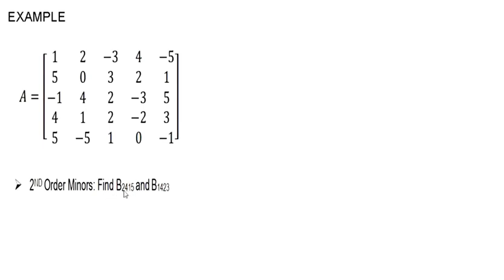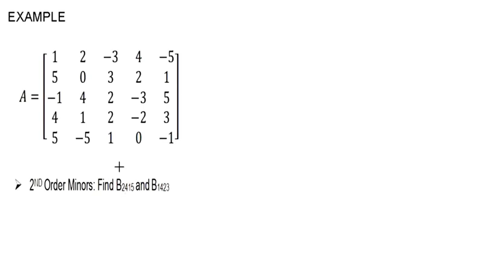We want the second order minors of this given matrix for 2, 4, 1, 5, and for 1, 4, 2, 3. What are second order minors? It is a determinant formed by taking the elements common to the m rows and m columns. So we take the elements common to rows 2, 4 and columns 1, 5. This is how we get second order minors.